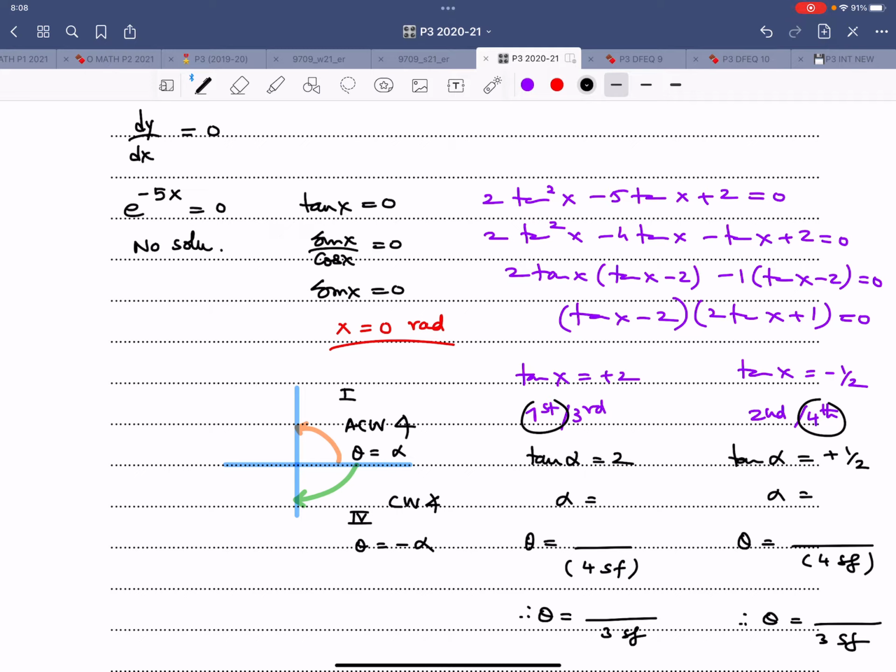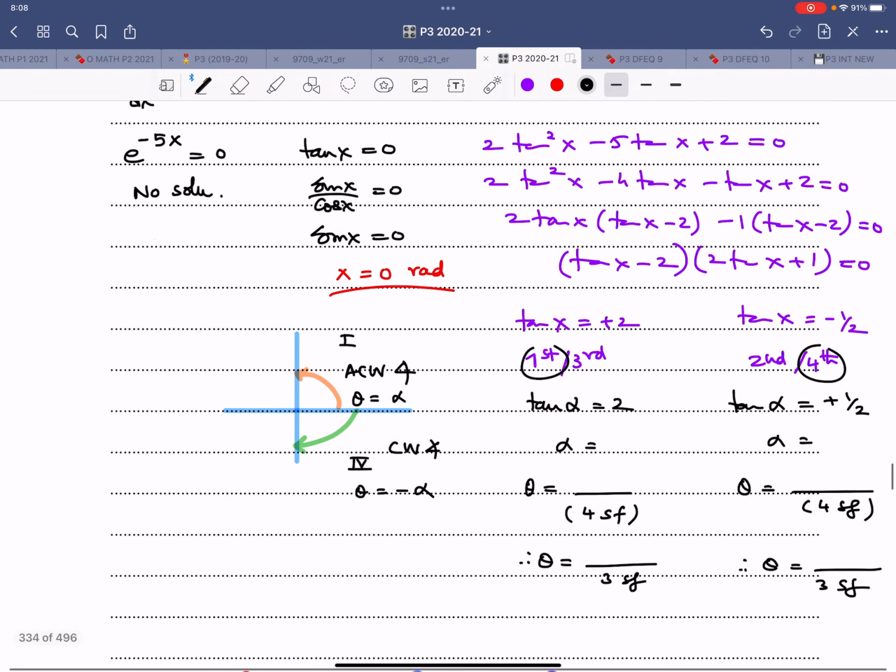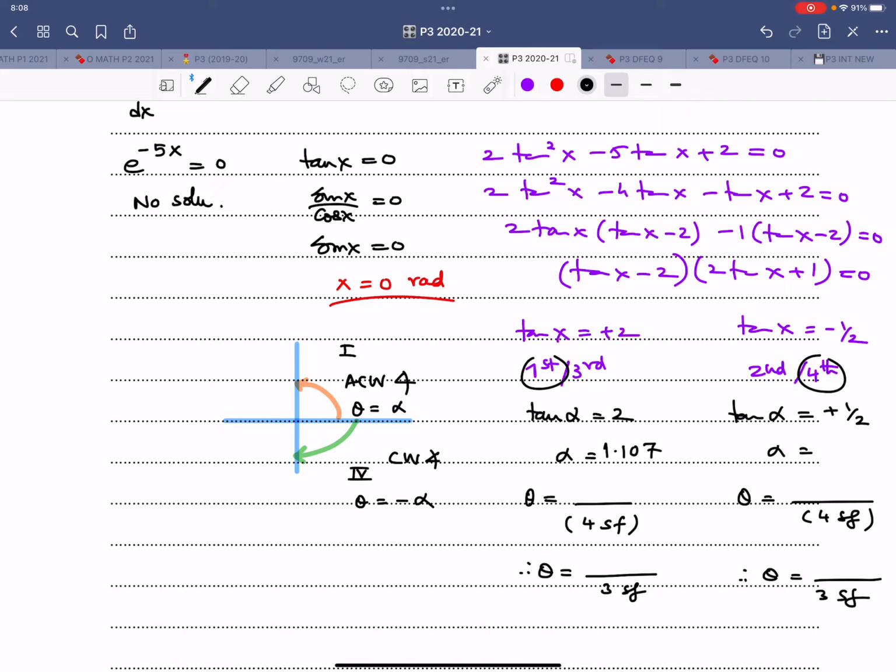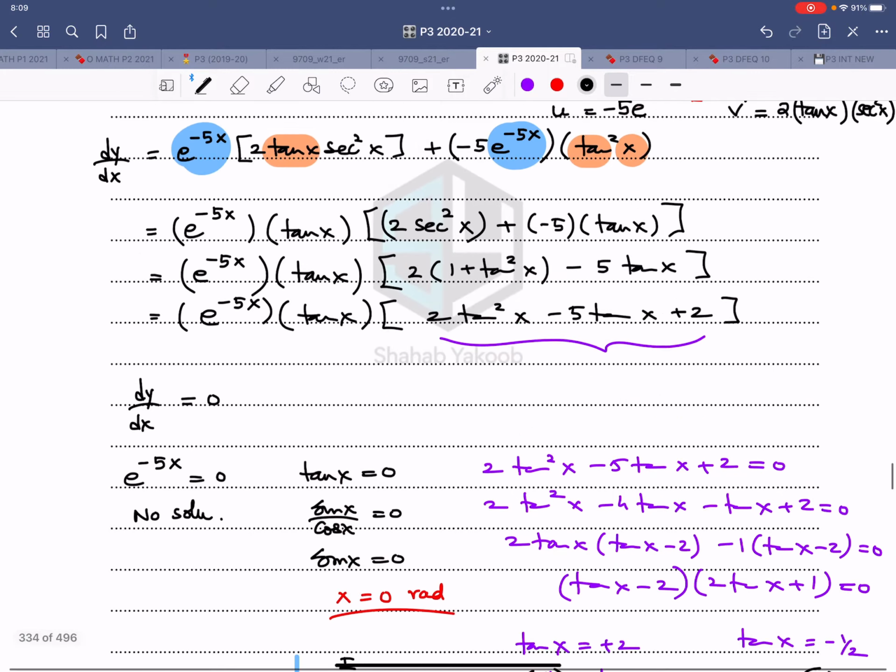So this is 1.107, this one is 1.107, and then 0.5, and tan inverse, this is 0.4636, this is 0.4636, 0.4636, and then correspondingly you will get 2 answers out of this. So now it's all set, this particular question. That is question number 8.